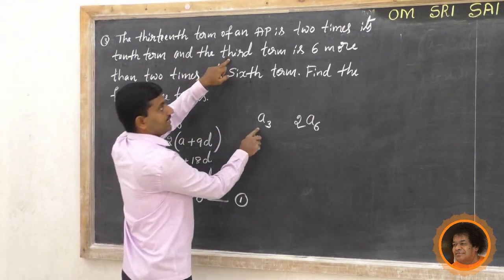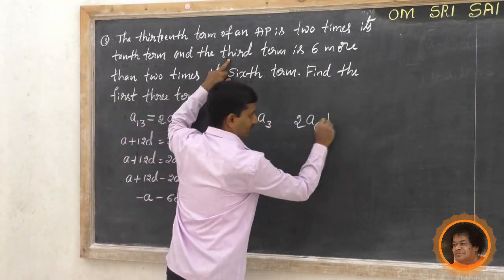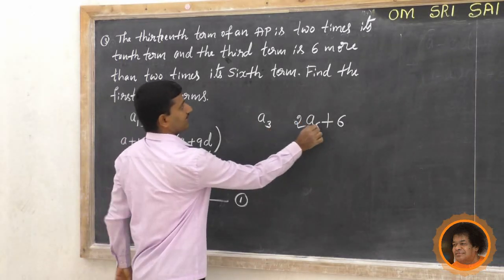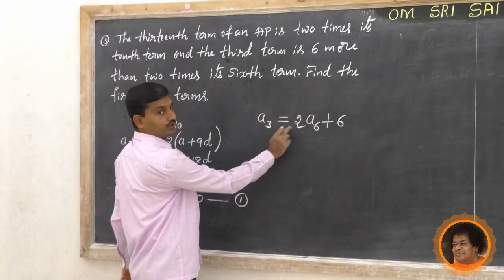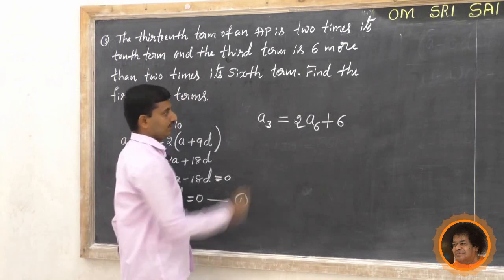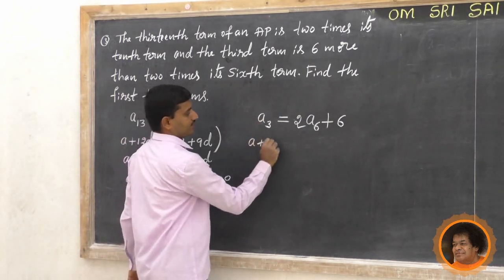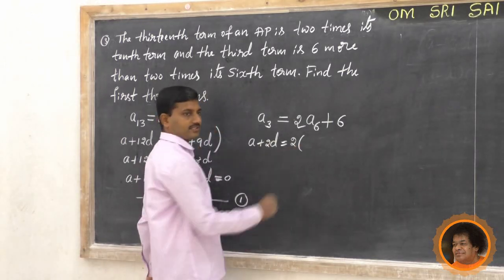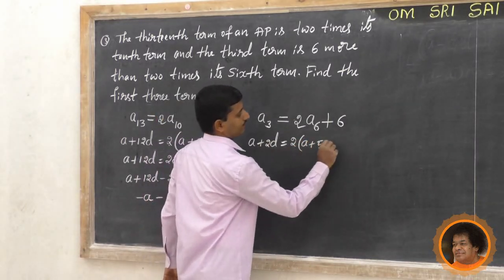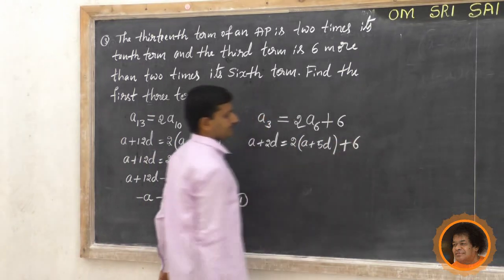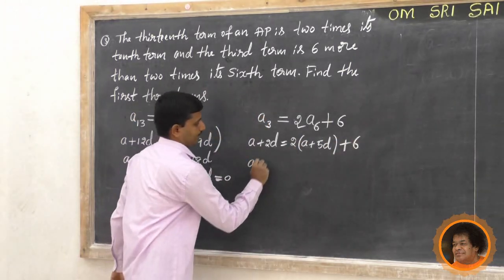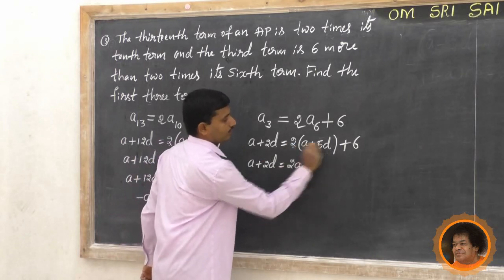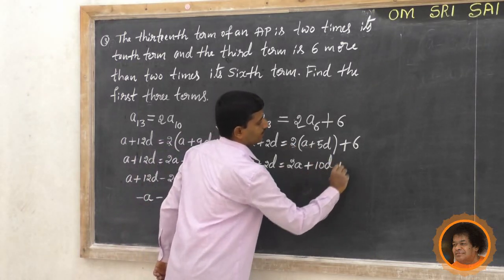Third term is 6 more. 6 more means plus 6. 6 more than 2 times its 6th term. So A3 equals 2 into A6 plus 6. A3, that is A plus 2D, equals 2 into A6, the 6th term, A plus 5D, plus 6. Now multiply: A plus 2D equals 2A plus 2 into 5D, 10D, plus 6.